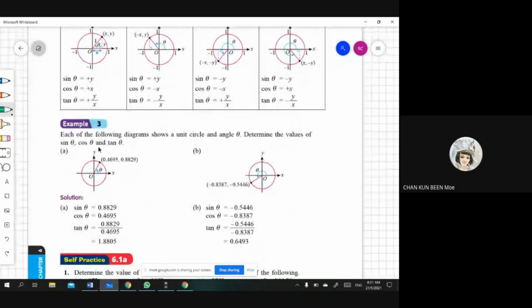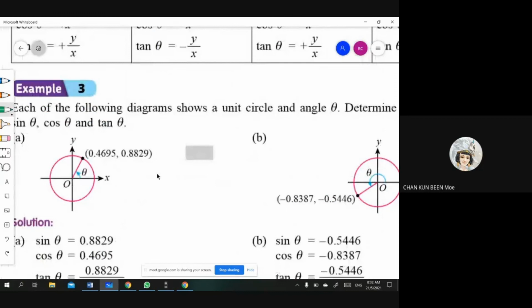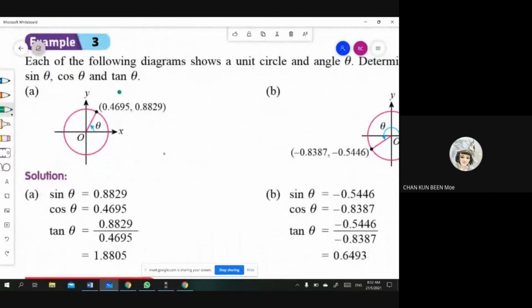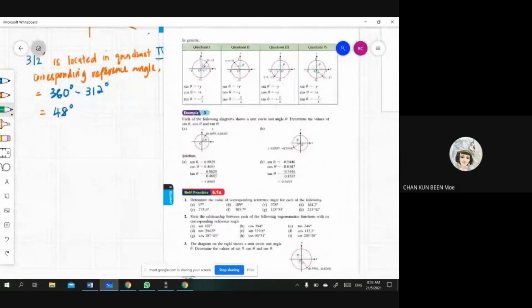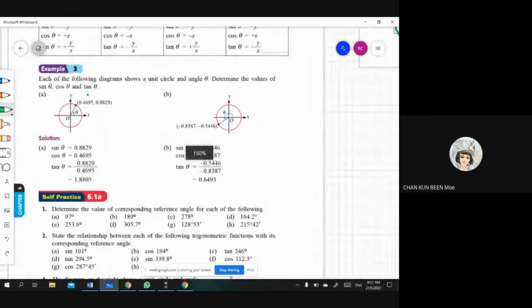Example 3. This is the last part. Each of the following diagrams shows a unit circle and angle theta. So you're given the angle theta over here with the coordinate. Determine the value of sine theta, cos theta, and tan theta. Easy, right? Because you're given the value of the x coordinate and also the y coordinate. This is x, this is y.